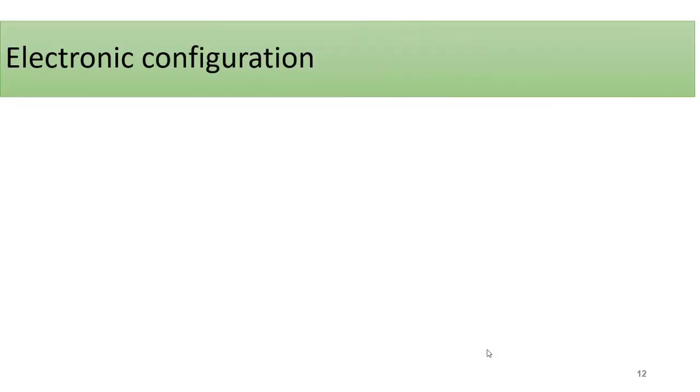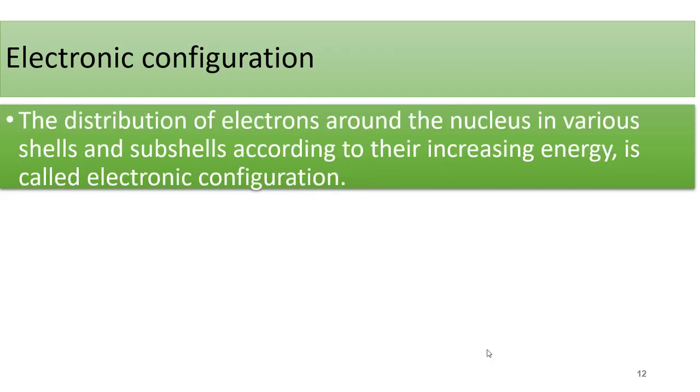Now you are better able to understand electronic configuration. What is electronic configuration? It is the distribution of electrons around the nucleus in various shells and subshells. इलेक्ट्रॉन की शेल और सबशेल में जो डिस्ट्रीब्यूशन होती है अराउंड द न्यूक्लियस, दिस इज नोन एज द इलेक्ट्रॉनिक कॉन्फिगरेशन, एंड हाउ इट टेक्स प्लेस अकॉर्डिंग टू देयर इंक्रीजिंग एनर्जी. Increasing energy indicates that the shell with lower energy will be filled first and then the higher energy. So the filling of electrons is according to their increasing energy.